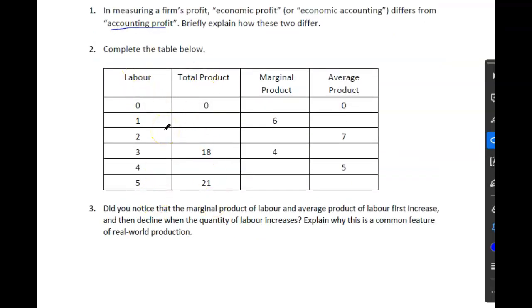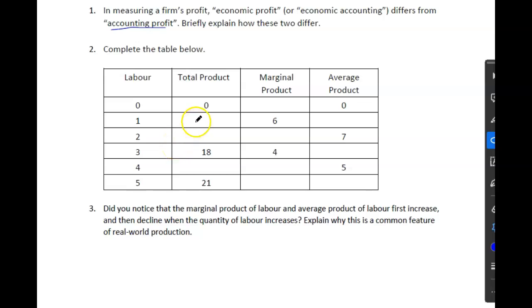Okay, so what is this layout? Basically this is like a workplace, the number of workers. These are the products they produce. So for example, 0 people who work will produce 0 products. Marginal product is the difference when you add another laborer to work. And average product is the total product divided by the labor.